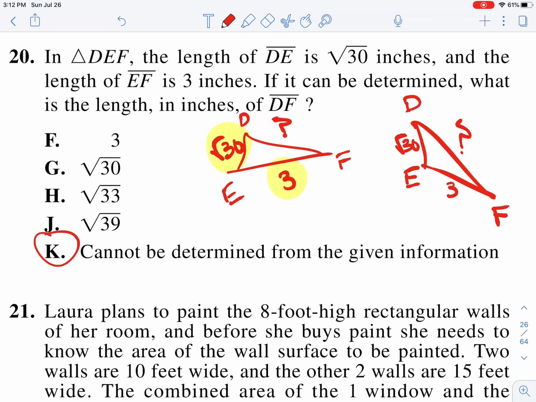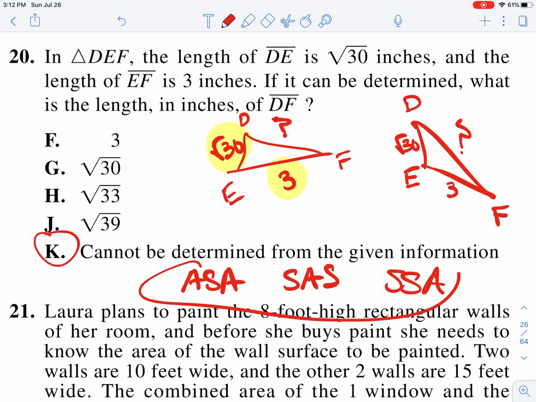If you took geometry and you went over rules like angle, side, angle, or side, angle, side, or side, side, angle, you'll remember that in order to fully identify a triangle and limit the possibilities of what it could be, you essentially need to have three pieces of information about it.